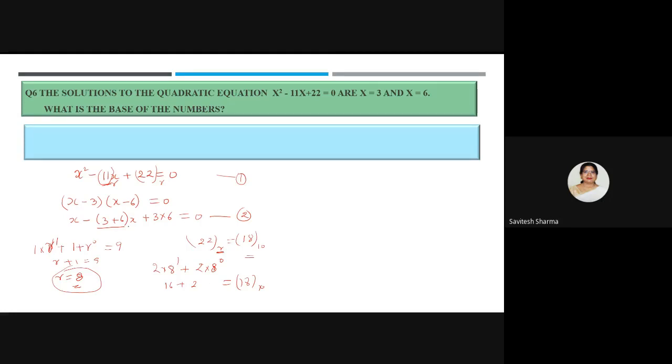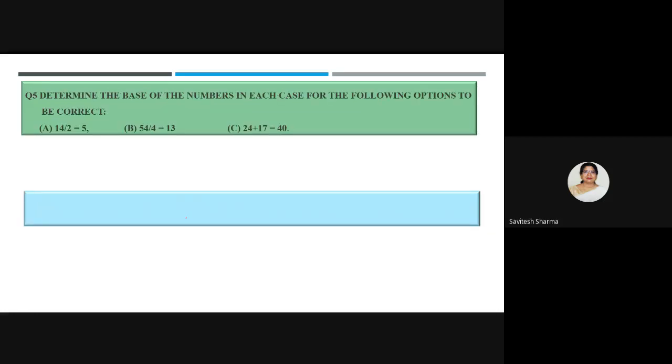Ma'am, in the fifth sum, once explain the second bit, ma'am. What again? In the previous problem, once explain the second one, ma'am. Second one. Your answer is different. This one you understand? Yes, ma'am. Okay, let me go back. So second part. You are asking the second part, right? Yes, ma'am.